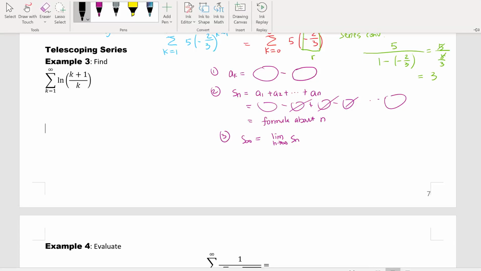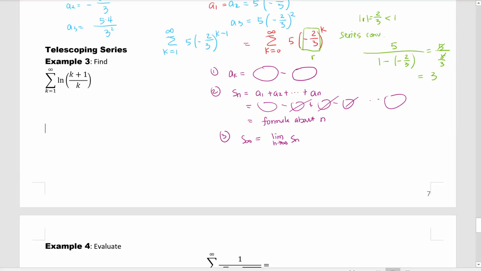So for our problem, first of all, we want to express this as a difference of two things. This is A sub k. A sub k, using the properties of the logarithm function, is natural log of k plus 1 minus natural log of k. This is the first step.